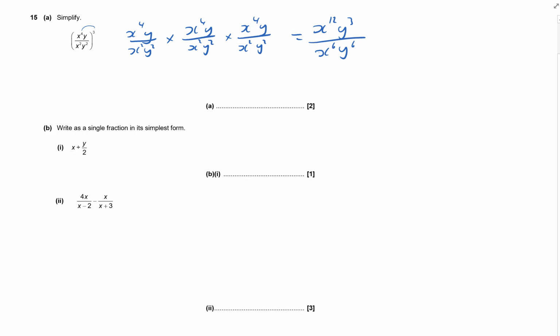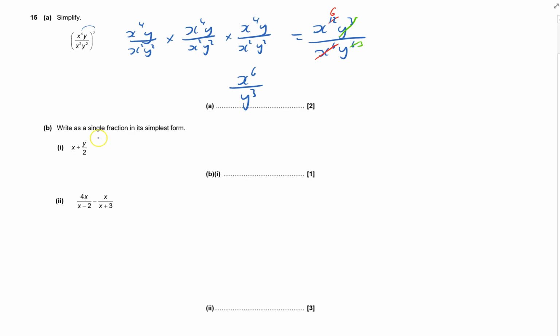And now we can actually cancel out. Those 6 x's there will cancel out with 6 on top, and that will just leave us x to the power of 6. And then y cubed will cancel out, and they'll get rid of 3 of them from the bottom, and it'll just leave us with 3. So the answer is x to the power of 6 over y cubed.